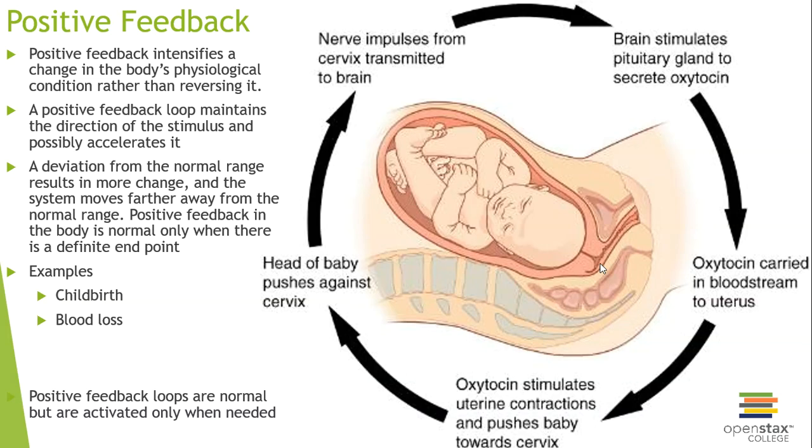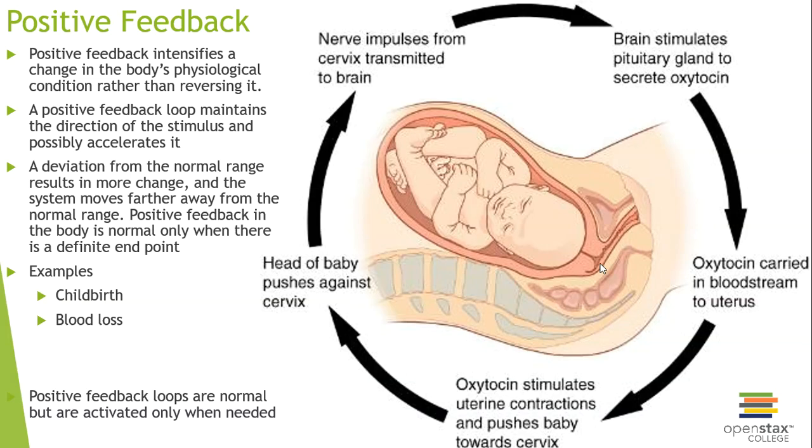The big positive feedback mechanism, the big example in anatomy and physiology is childbirth. Because in childbirth, the brain is going to stimulate the pituitary gland to secrete oxytocin, which is going to be carried by the bloodstream to the uterus, which is going to increase the frequency of uterine contractions. Basically, for those of you who aren't familiar with how childbirth works, that's the uterus' way to say, hey, let's get this kid out of here.